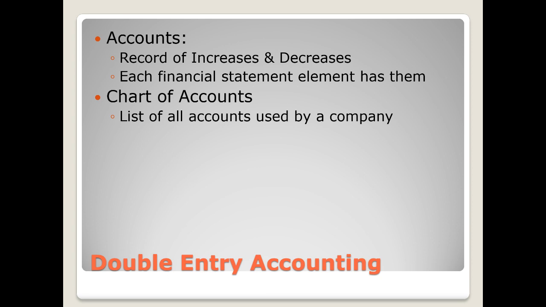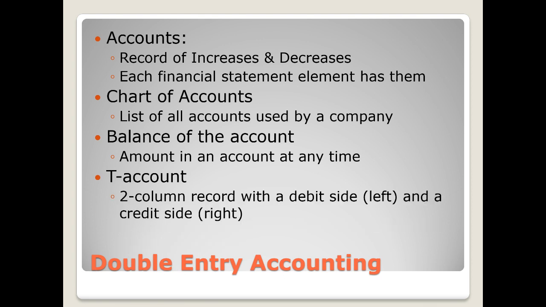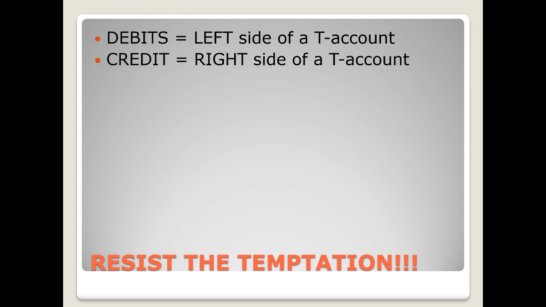Now, every company is going to have a chart of accounts. On the inside front cover of your textbook, there is a list of all of the accounts that we will be using during this accounting course. And that's very helpful, and it even tells you whether that account falls on the income statement or the balance sheet or the retained earnings statement. The balance of any account is the dollar amount in that account at any time. We will also cover a thing called the T account. T accounts are really just a quick sketch of an account with debits on the left and credits on the right. And this is how we analyze accounts.